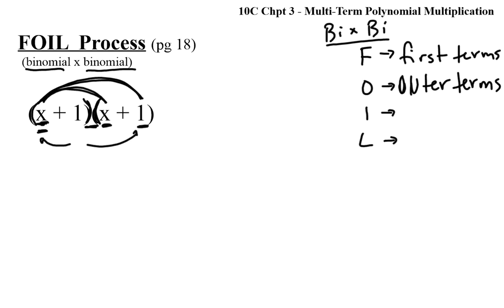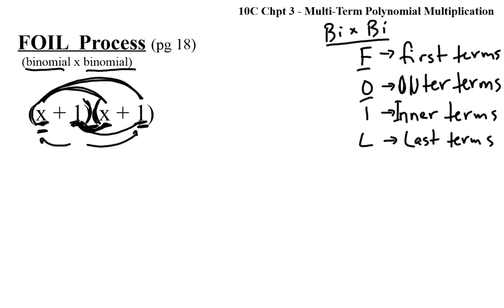Well, after that, we then multiplied by this 1, and we distributed the 1 times x. Well, these are the 2 inside terms. So we have the inner terms that have to be multiplied. And then we had to finish by multiplying the 1 by the 1. Well, these are the last terms in each binomial. So these are the 4 steps for binomial times binomial: first terms, outer terms, inner terms, and last terms.